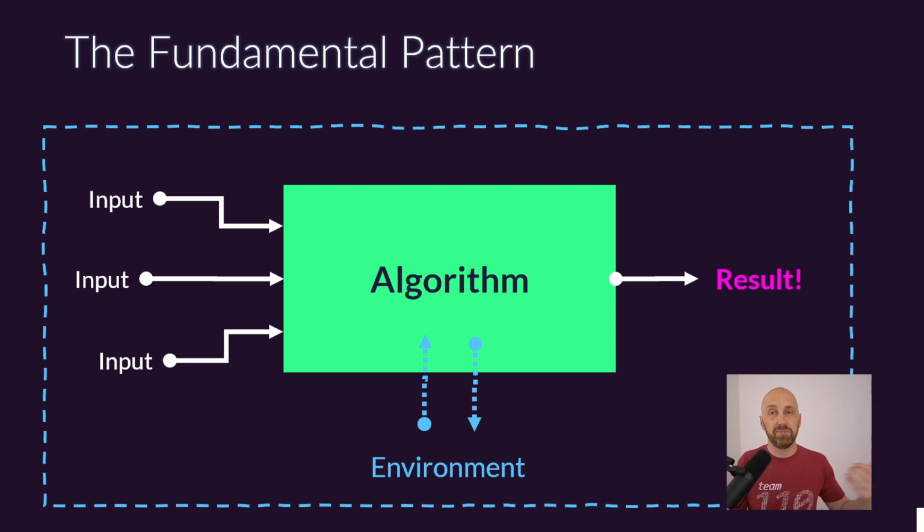We've got some inputs. Those inputs feed into an algorithm that produces a result. And there's just no way around some algorithms either being influenced by the environment, where their behavior might change based on what's going on in the world around them, as well as having some impact back out on the environment that isn't really the result intended by the algorithm, but is still important to think about nonetheless.